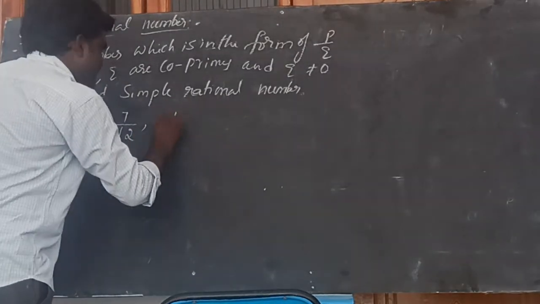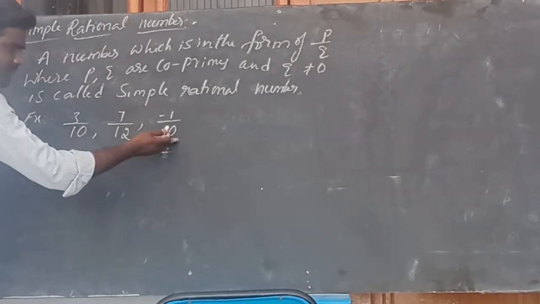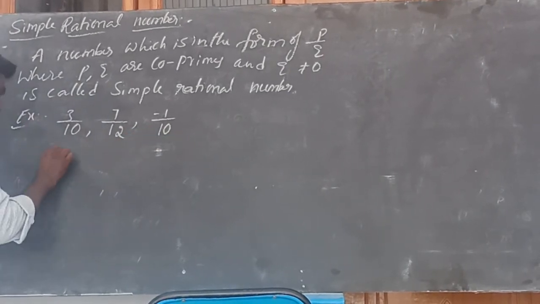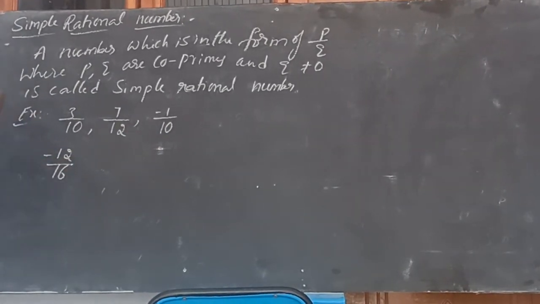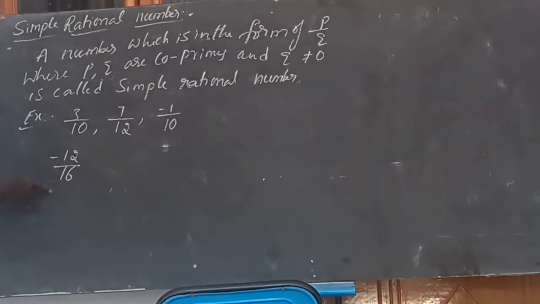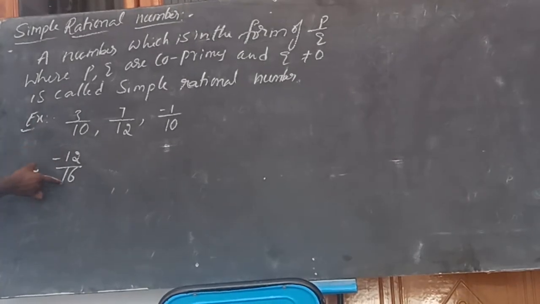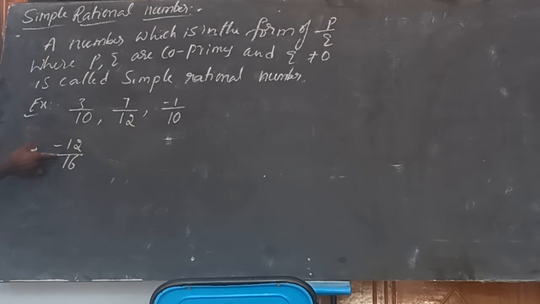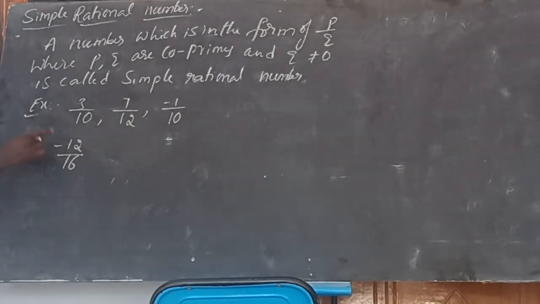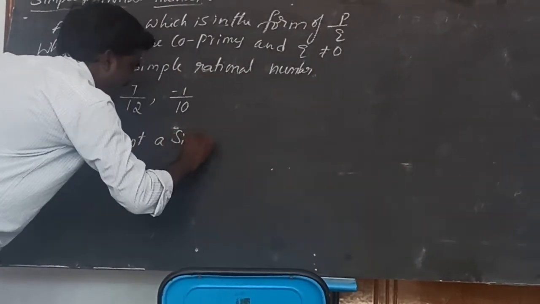Next, minus 1 by 10. There is no common factor, so it is a simple rational number. For example, minus 12 by 16. It is not a simple rational number. Why? Because the common factor is 4: 3 fours are 12, 4 fours are 16. So what is the common factor between 12 and 16? 4. So minus 12 by 16 is not a simple rational number.